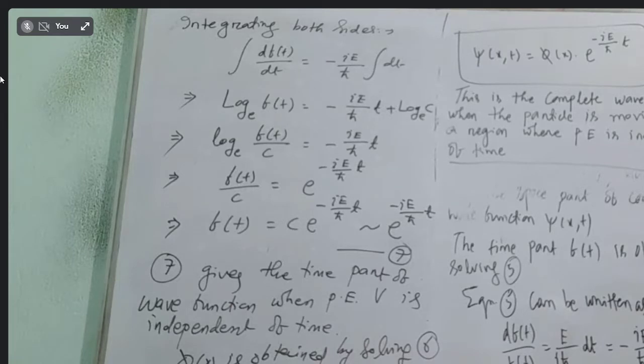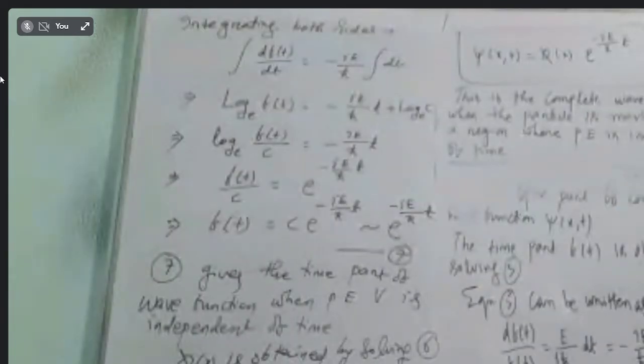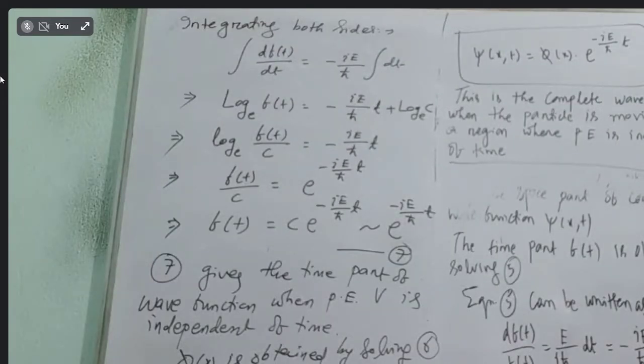I don't know how far you could understand, but both of these treatments are long questions. Many times the question comes to derive the Schrodinger time dependent equation as a long question for 8 or 10 marks. Many times it is asked to get the Schrodinger time independent equation for 8 or 10 marks in the form of a long question.